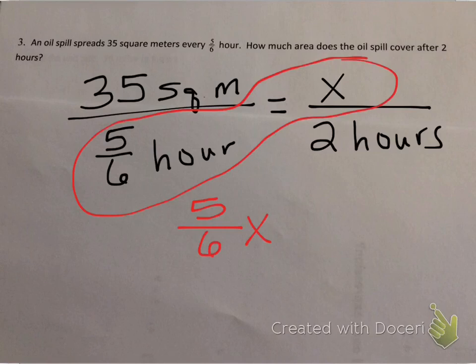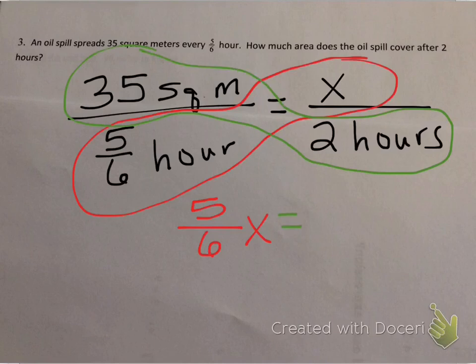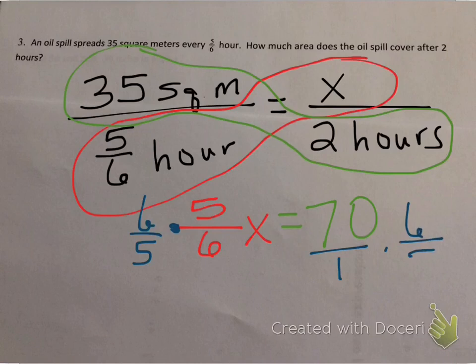And then we could multiply 35 times 2, which is 70. Now I have a one-step equation, 5/6 x equals 70. I'm going to solve that by getting my x all by itself. I need to divide, but I don't divide fractions. I multiply by the reciprocal. So I'm going to multiply by 6/5 on both sides.